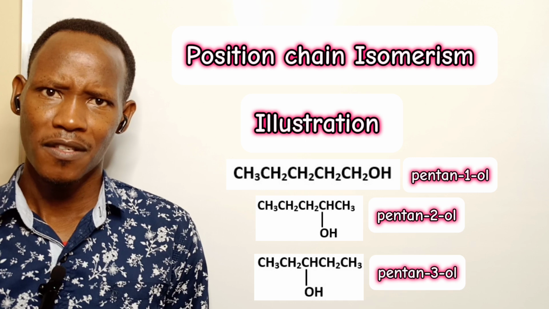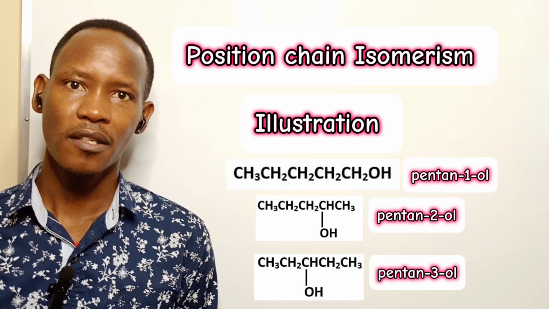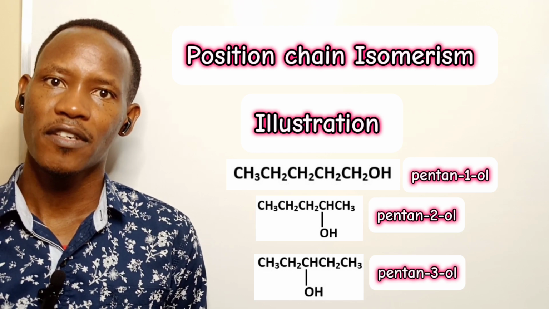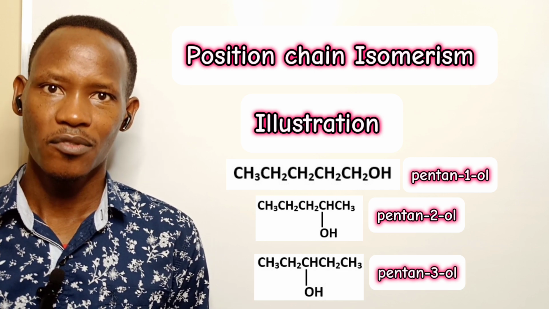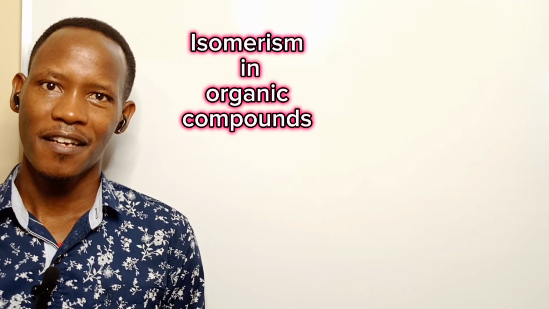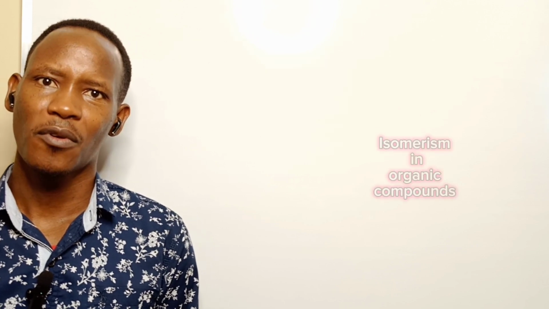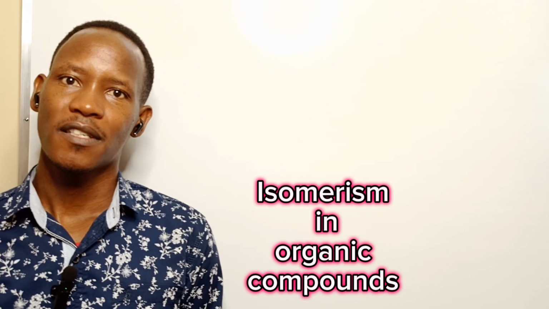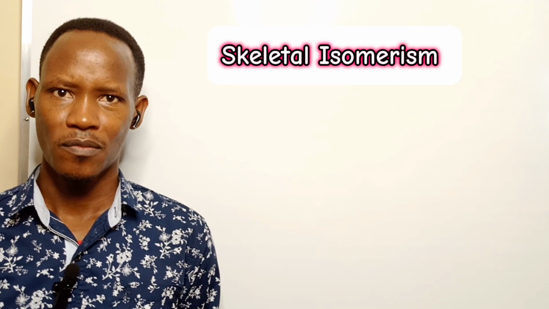So to conclude this concept of position chain isomerism, in position chain isomers there is difference in the position that is occupied by a substituent or a functional group. This takes us to our third and final class of constitutional isomerism, and this is what is known as skeletal isomerism. What is the meaning of skeletal isomerism?